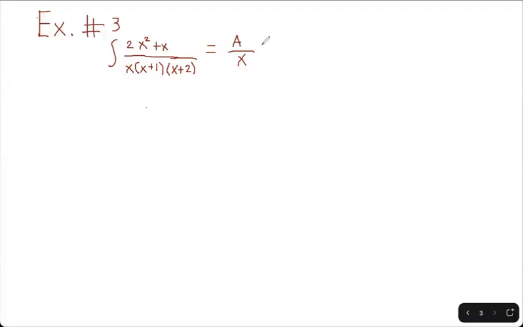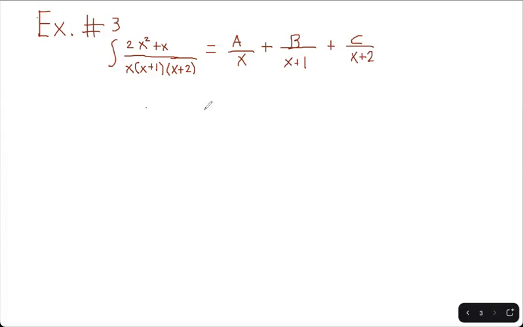So you can continue. Say a over x plus, this is going to be b over x plus 1, plus, it's going to be c over x plus 2. Pretty straightforward, right? Okay. X plus 1, I mean, it is already in its simplest form. X plus 2, same thing. X, yeah, can't really simplify that anymore.